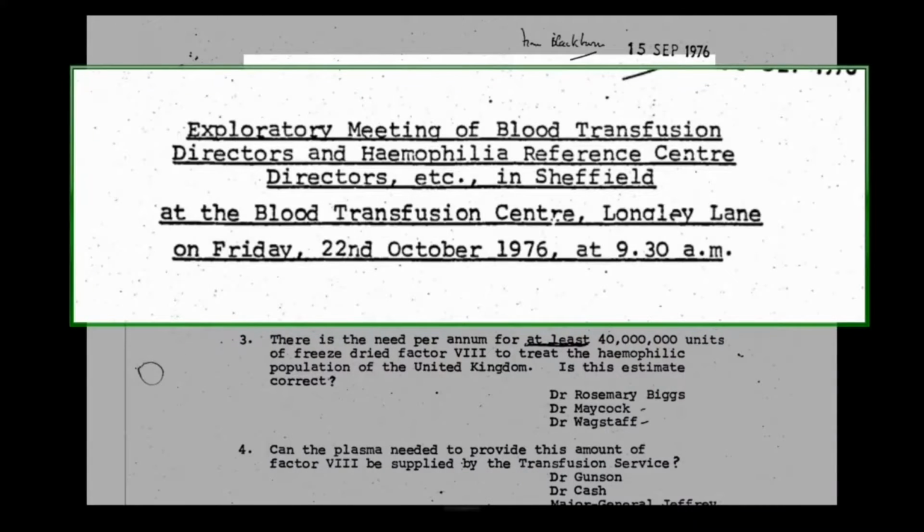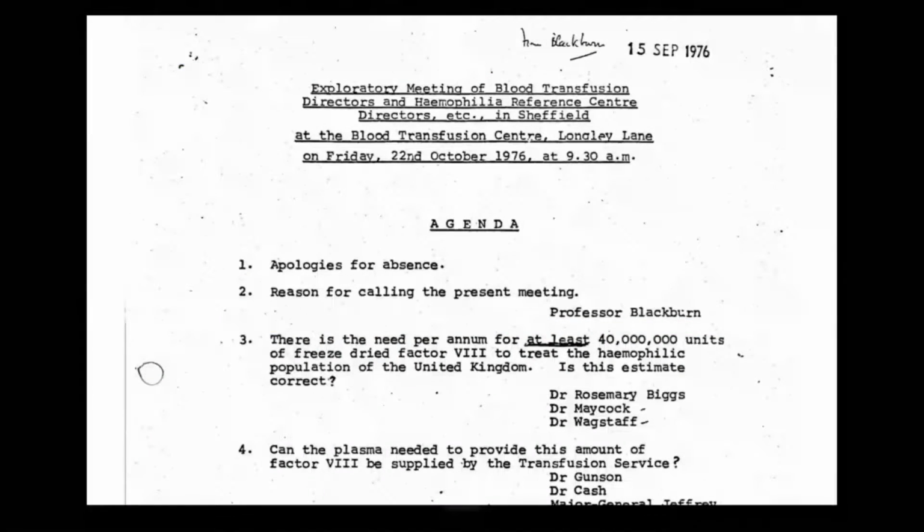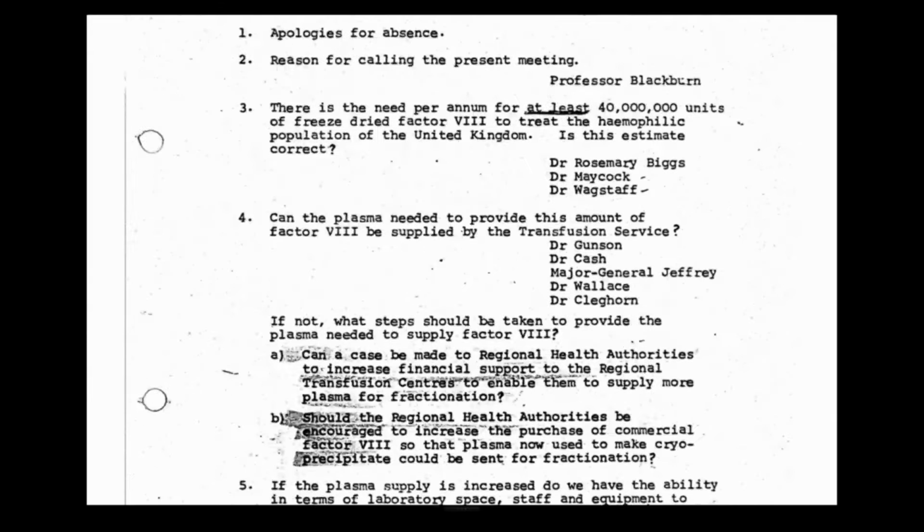Then if we look at CBLA 40473, again, this is just to give a flavour of the range of committees that Professor Cash belonged to. This is described as an exploratory meeting of blood transfusion directors and haemophilia reference centre directors held in October 1976. The list of attendees is over the page. And I won't go through all the names, but I can assure you Dr. Cash is there on the right-hand side of the, about halfway down the list of attendees.